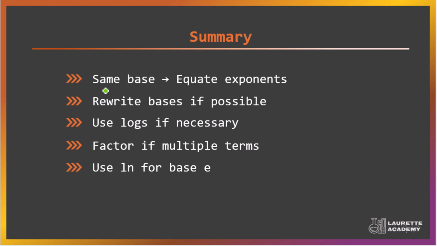To recap, when you have an exponential equation to solve, you check whether the bases are the same. If the bases are the same, you equate the exponents. If they are not, you see if you can rewrite the bases if possible. If not, you can use logs. If it is possible, you use logarithms on both sides, or you use the fold method, which is that of factoring if you have multiple terms. Of course, if the base is base e, you use the natural logarithm.